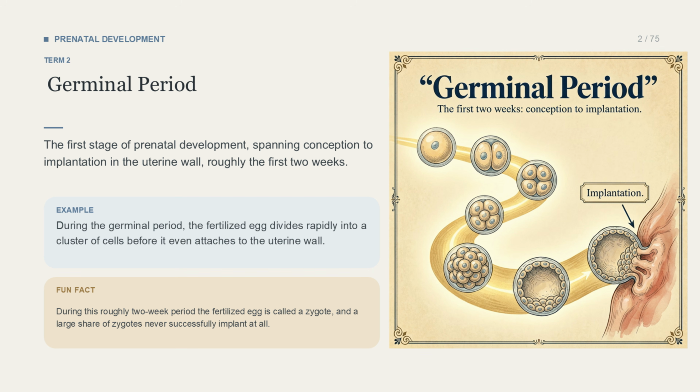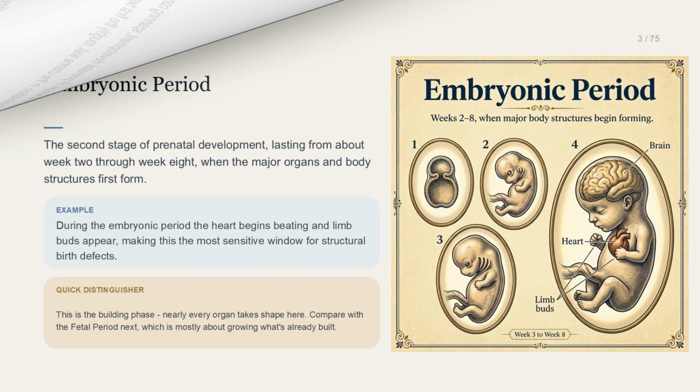2. Germinal period. The germinal period comes first and lasts from conception until implantation, roughly the first 2 weeks. During this brief period, the fertilized egg is already dividing rapidly into a cluster of cells, even before it attaches to the uterine wall.